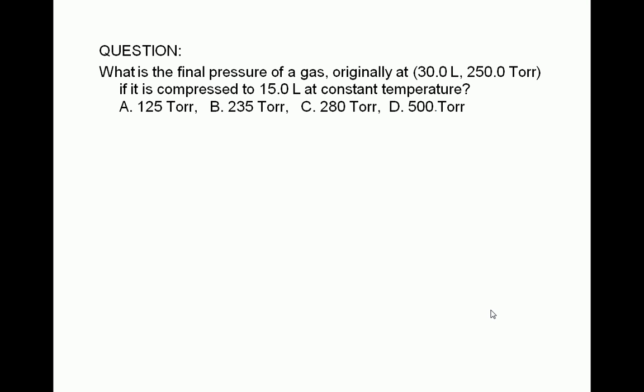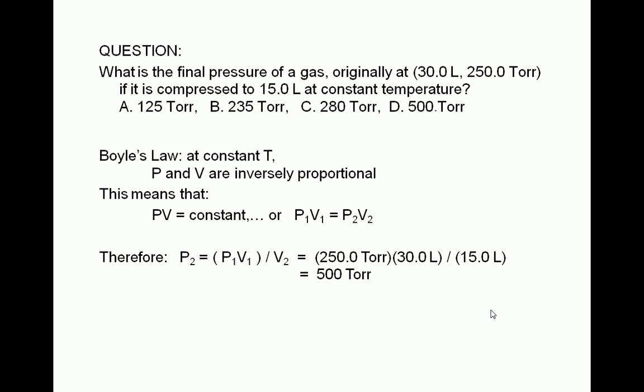What is the final pressure of a gas originally at 30.0 liters and 250.0 torr if it is compressed to 15.0 liters at constant temperature? Boyle's law is applicable to this problem as it relates volume and pressure.